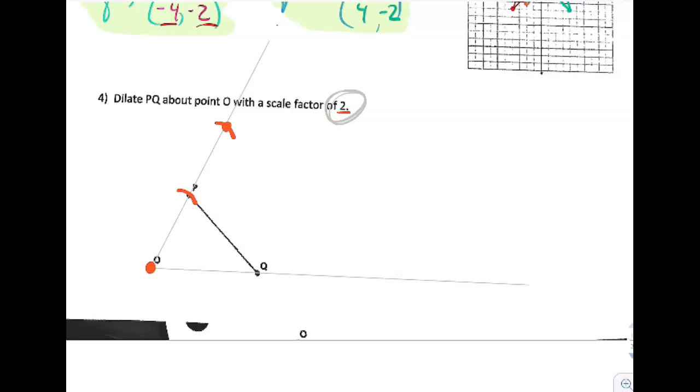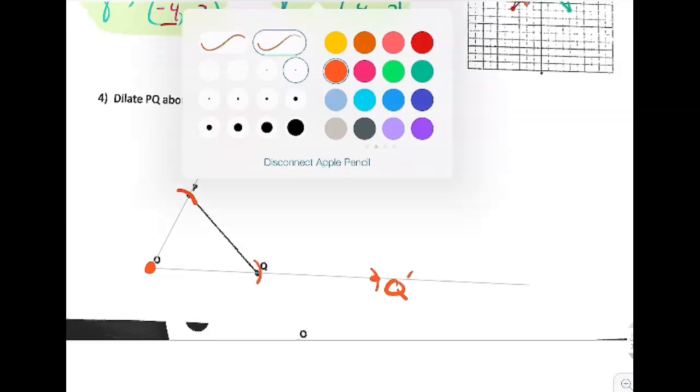Now, if they said half, and this doesn't, but the quiz might say to do something with half, don't forget how to do half with your perpendicular bisectors from your 2 points, and that's how you get any half that you need. 1.5, 2.5, just a half. But this one just said plain old 2. So that's your P prime. Do the same thing from O to Q. Double it past it. There's your Q prime.